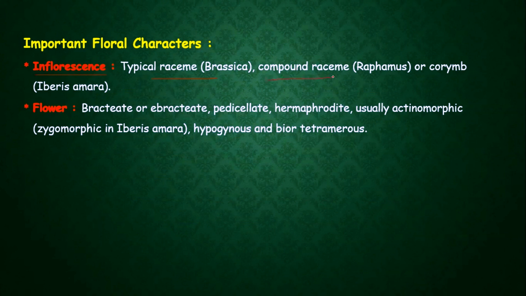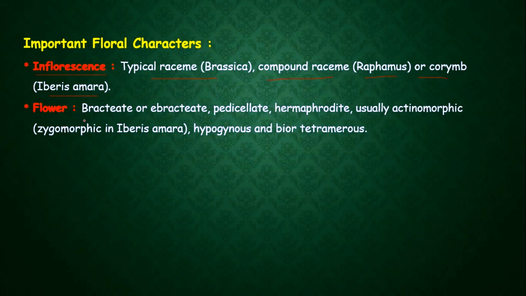In Raphanus, compound raceme type of inflorescence is present. What is the difference between simple raceme and compound raceme? Simple raceme has only one main axis, but compound raceme has a main axis with branches. The branches bear flowers in acropetal succession, that means ascending order. Example, Raphanus. Corymb type of inflorescence is seen in Iberis amara. So try to remember, three types of inflorescence are given: simple raceme, compound raceme, and corymb.